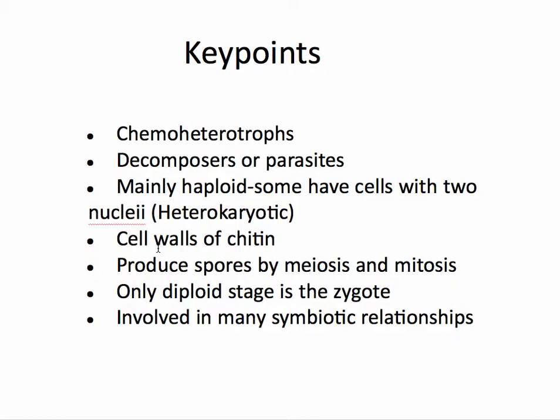The only time you see a true diploid stage in a fungus is that you'll get two haploid cells that get together and they'll produce a diploid zygote, which usually does not hang around. So you're not going to see a true multicellular diploid stage in fungi. The other thing is that fungi are involved in many sorts of symbiotic relationships with other organisms.